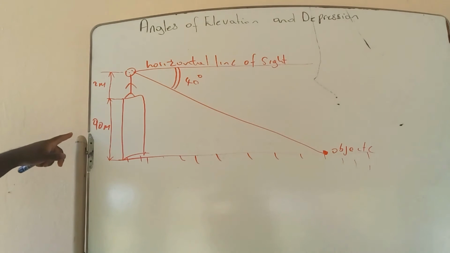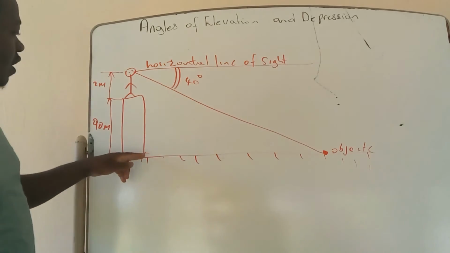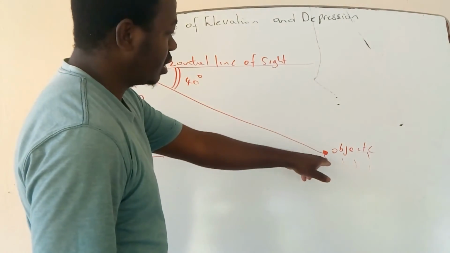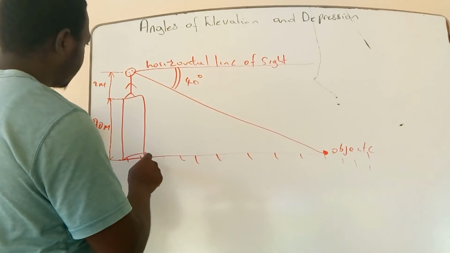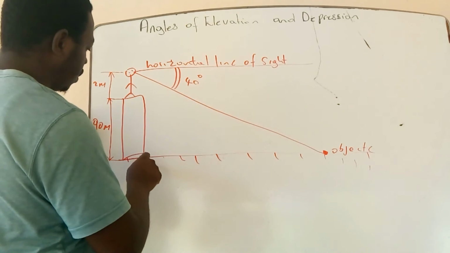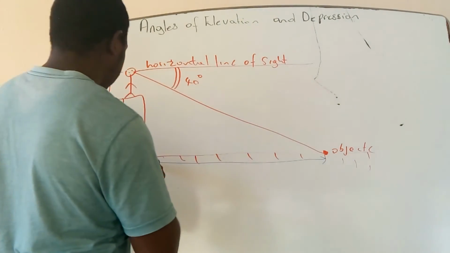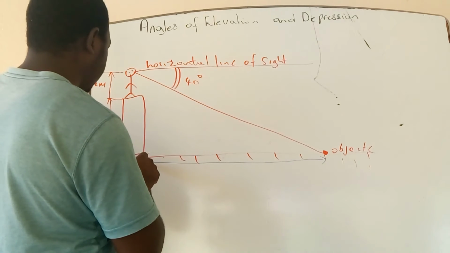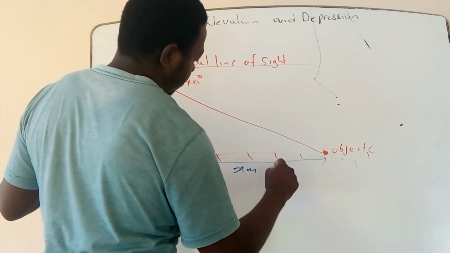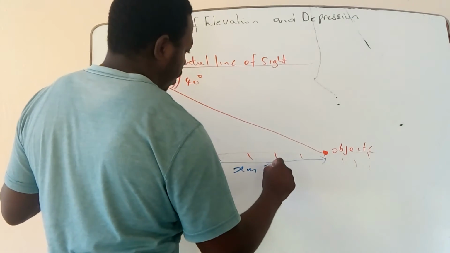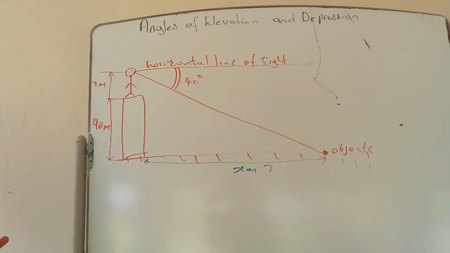And they ask you to determine the distance between the foot of the building and where the object is. So they want this distance here. We don't know this distance, so let's say this distance is x meters, and they want us to determine what x meters is. How would you go about doing this question?